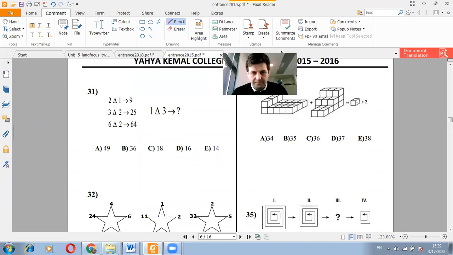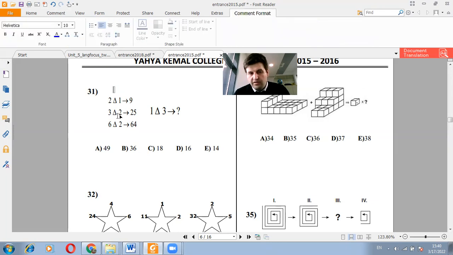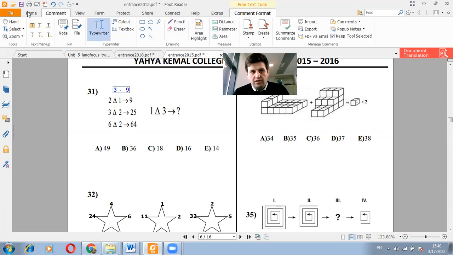Question 31. Okay, you have this triangle, which means you need to perform an operation, maybe two, because most of the times we use two operations, and it will be the same case here. First of all, we are adding them up. So 2 plus 1 is 3, and then from 3 to 9, there is only one available operation, which is square, or to the power of 2.